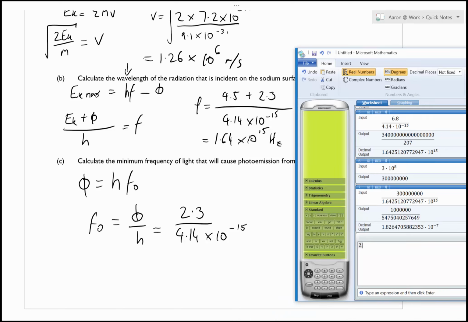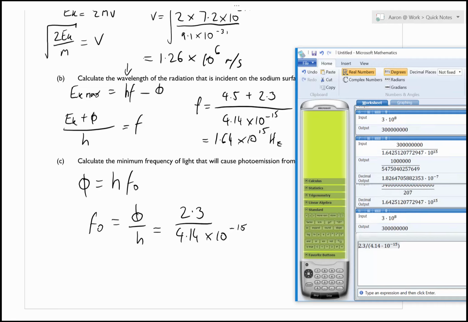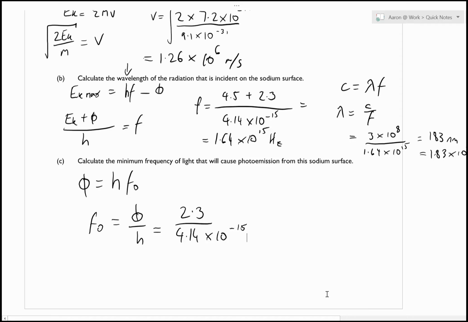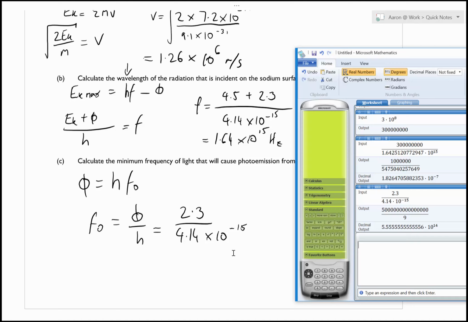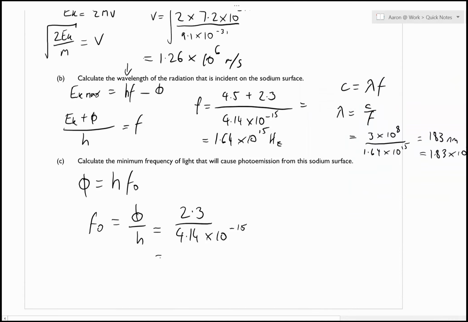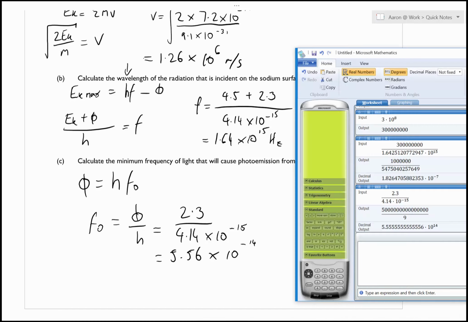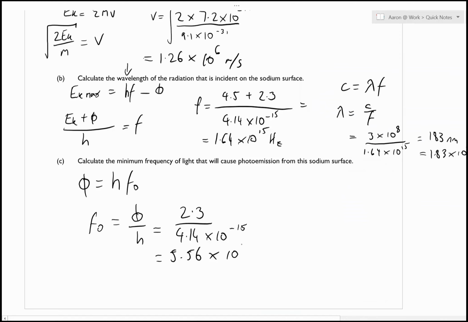2.3 divided by Planck's constant in electron volts, and we get 5.56 times 10 to the 14. Oh, hang on, not negative 14, positive 14. I thought that was a very small frequency. 10 to the 14 hertz.